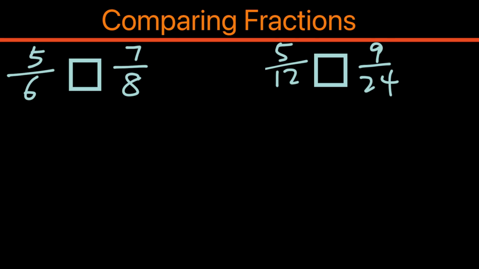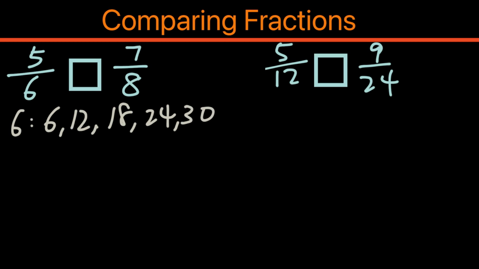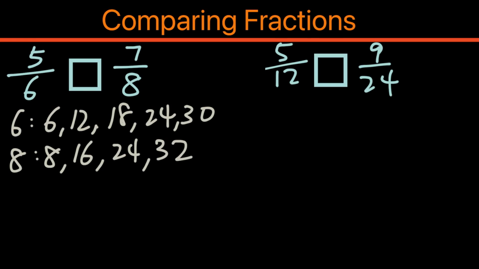What about this one? 5 over 6 and 7 over 8. Let's list out the multiples. 6 be 6, 12, 18, 24, 30. For 8, 8, 16, 24, 32. The least common multiple that both numbers share is 24.